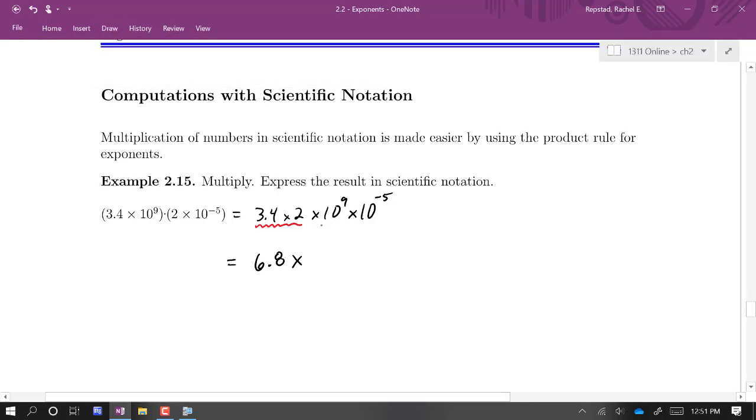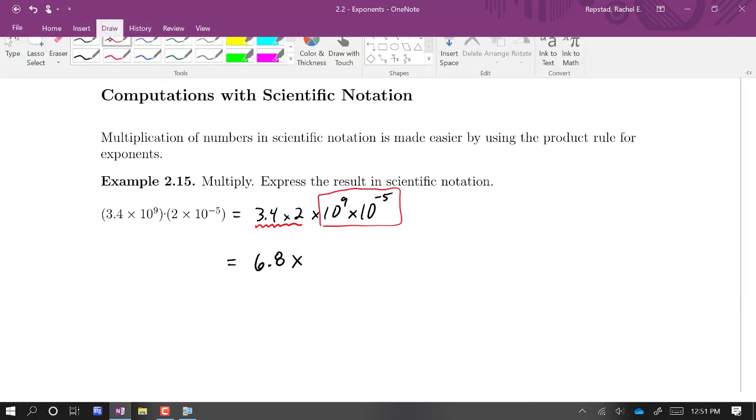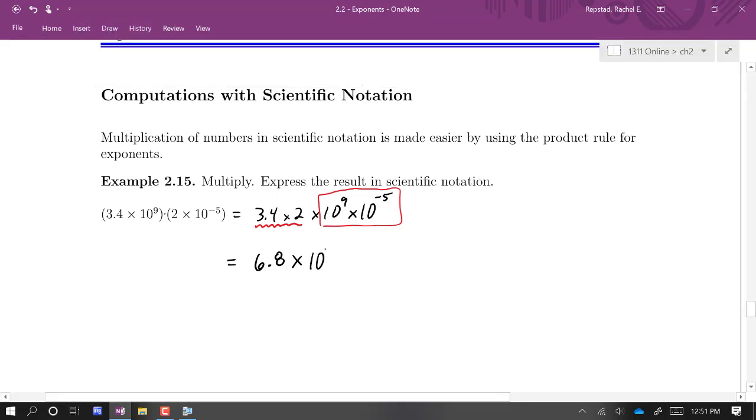And now this part on the end, 10 to the 9th times 10 to the negative 5th. I'm multiplying exponential expressions with the same base, so I can add those exponents. 9 plus negative 5 is positive 4. And I didn't need a calculator to do that.